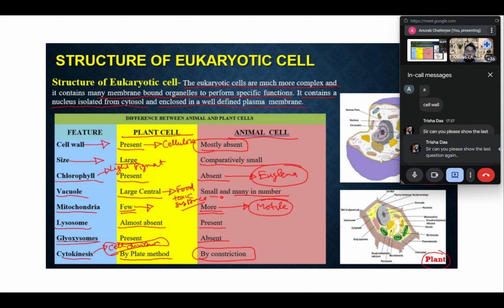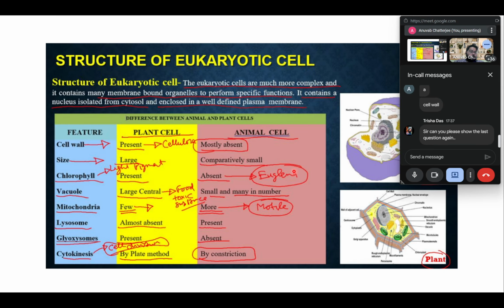Animal cells have many more mitochondria. Lysosomes are almost absent in plant cells, animal cells have many more. Glyoxysomes are present in plant cells, animal cells do not have them. Cytokinesis in plant cells is by cell plate division, which breaks in the middle and forms new cell walls at the same time. In animal cells, by constriction, just the cell membrane pinches off. And chloroplasts, obviously, plant cells have them and animal cells do not.